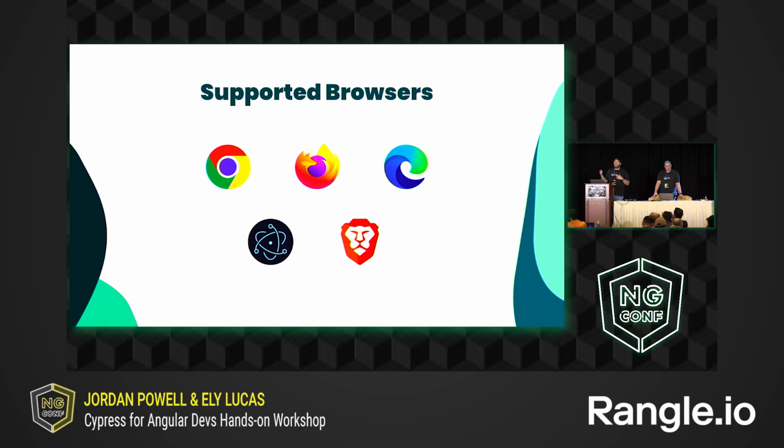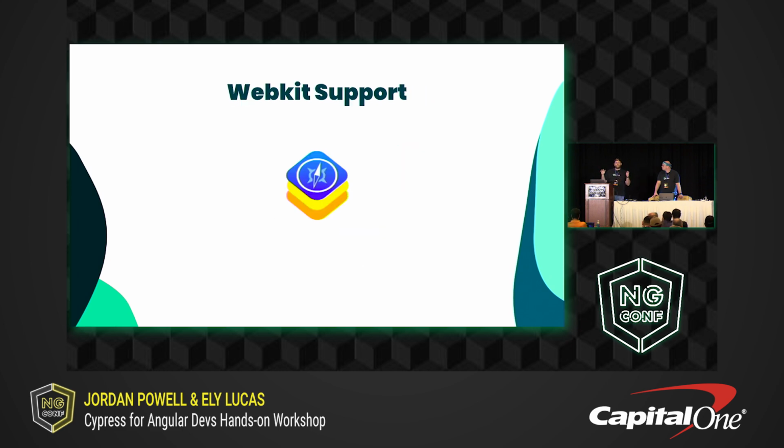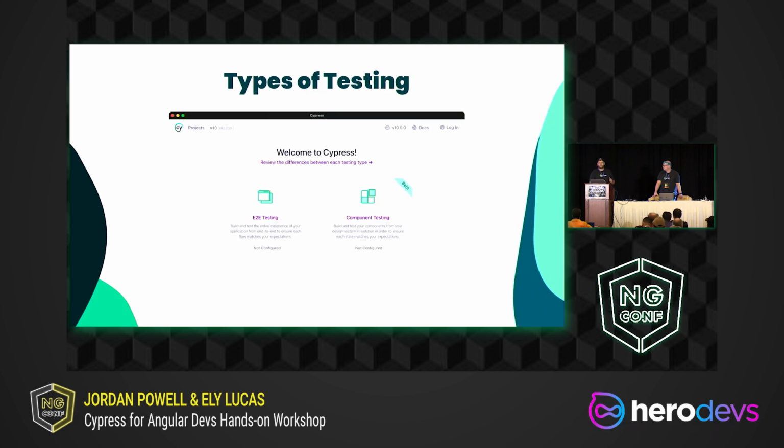Currently, these are the supported browsers that we have with Cypress: Firefox, Chrome, Edge, and Brave, as well as Electron. And as of our next release, we will now have support for WebKit, which has been one of our most outstanding issues on the repo for a long time. So you'll be able to use Safari and any WebKit browser. Woo!